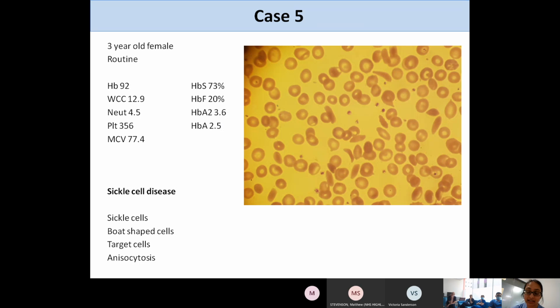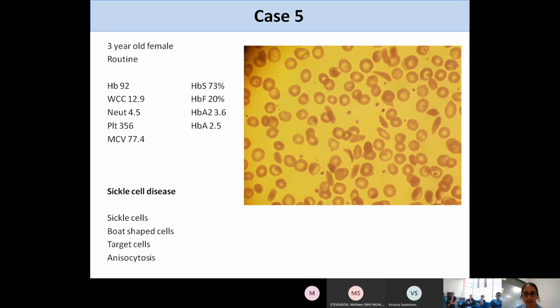So this is a girl with sickle cell disease, and what we can see on the blood film are sickle cells, boat-shaped cells. You can see some target cells, so that's that bullseye cell that we saw in the iron deficiency patient, but these are much more obvious here. So there's one here, there's one here, there's one here, and they look like a bullseye or a target. And there's anisocytosis, so, sorry, differently sized red cells. So a small one here, a normal size one here, a slightly bigger one here. So variation in the size.